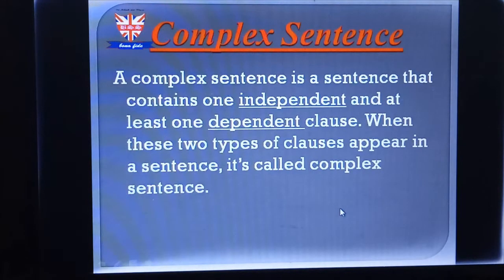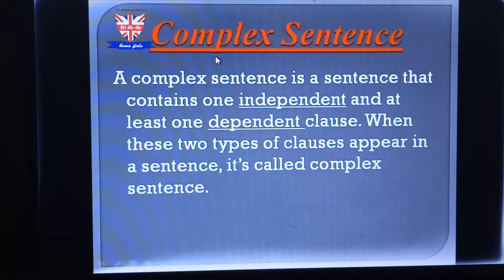A complex sentence is a sentence that contains one independent and at least one dependent clause. When these two types of clauses appear in a sentence, it's called a complex sentence. So what we have understood is that in a complex sentence, there should be an independent and a dependent clause.